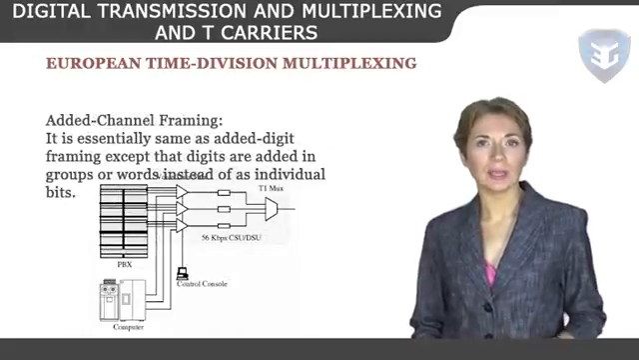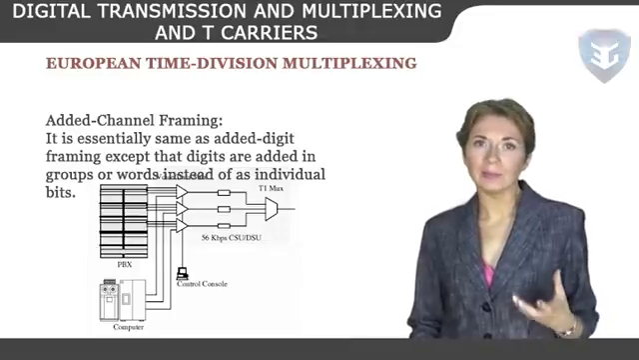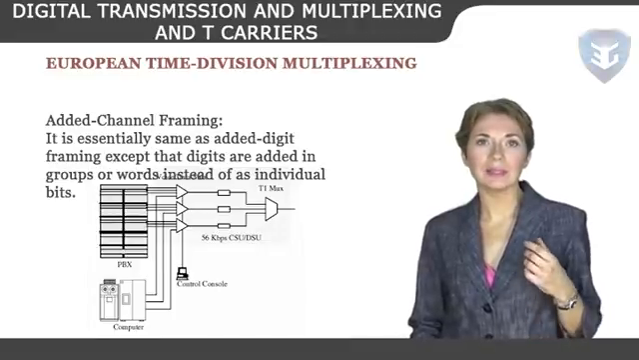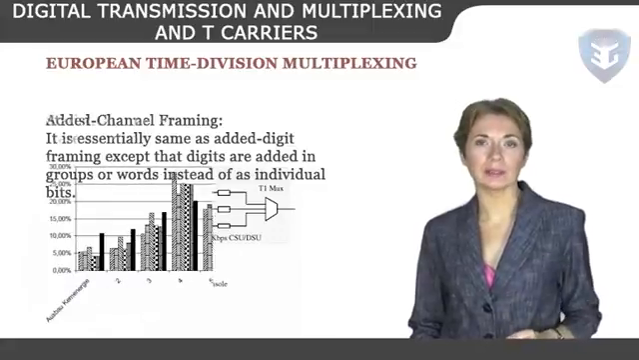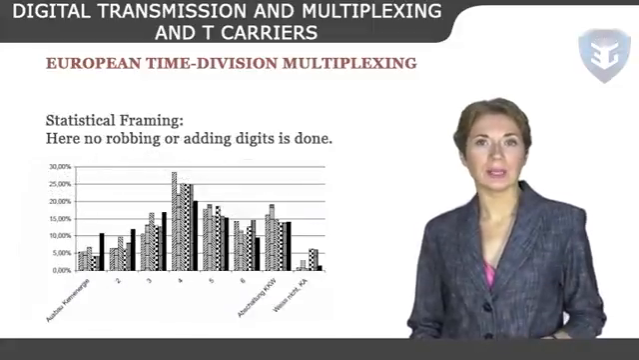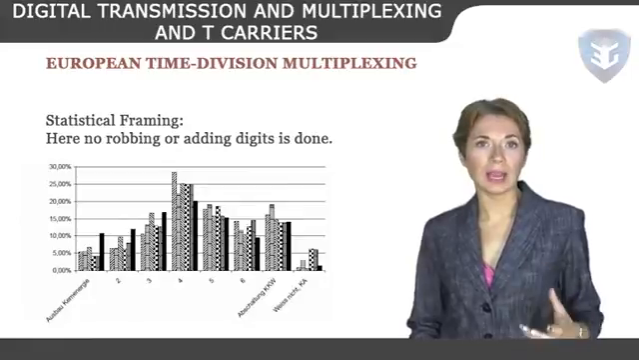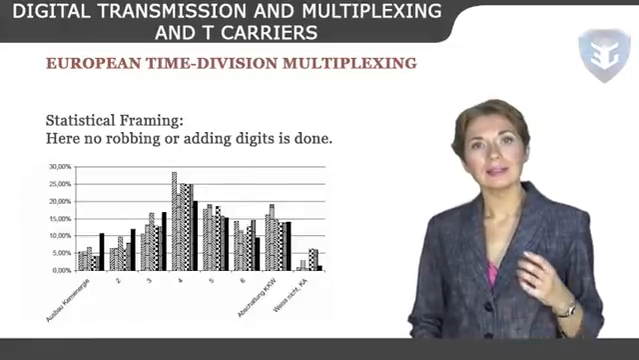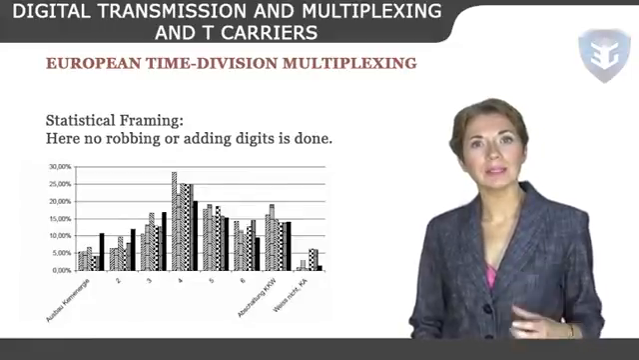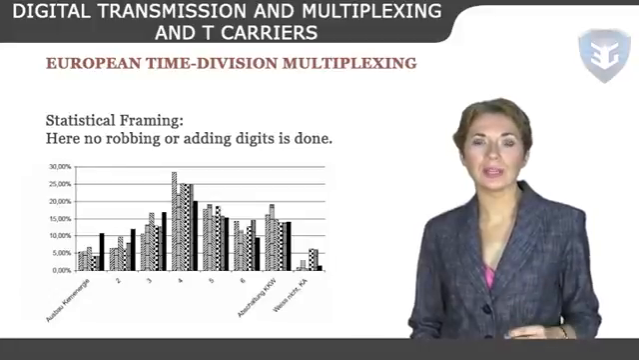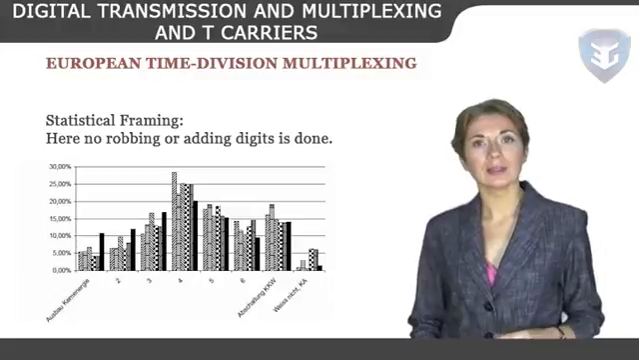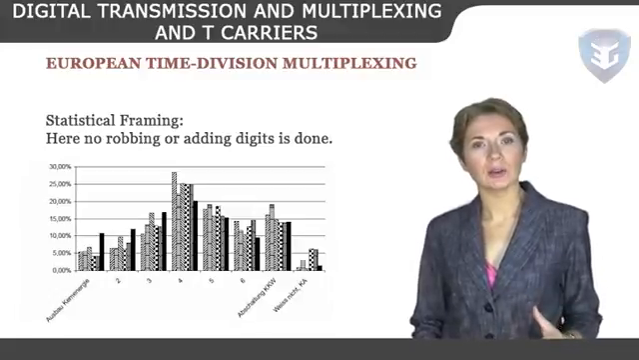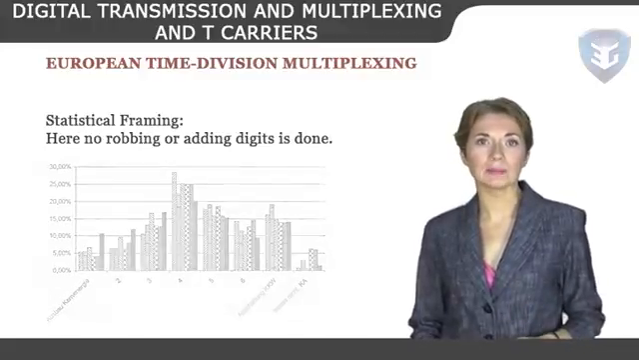Added channel framing. It is essentially the same as added digit framing, except that digits are added in groups or words instead of as individual bits. Statistical framing. Here, no robbing or adding digits is done. As a signal that has a centrally peaked amplitude distribution generates a high probability of logic 1 in the second digit, the second digit of a given channel can be used for the framing bit.